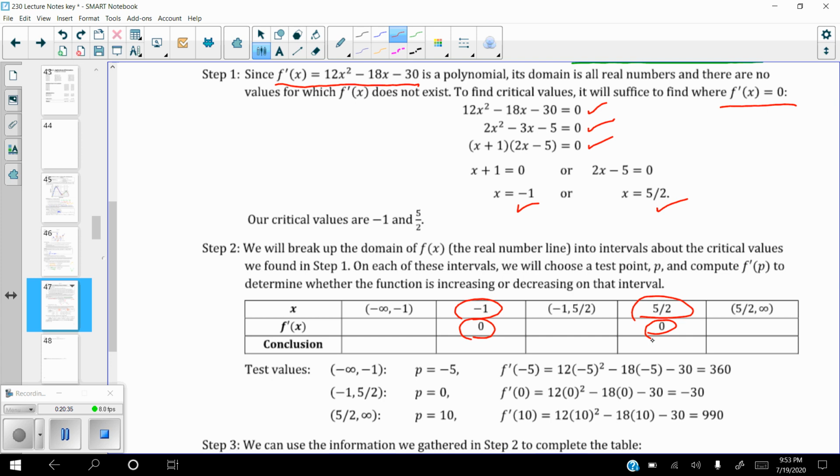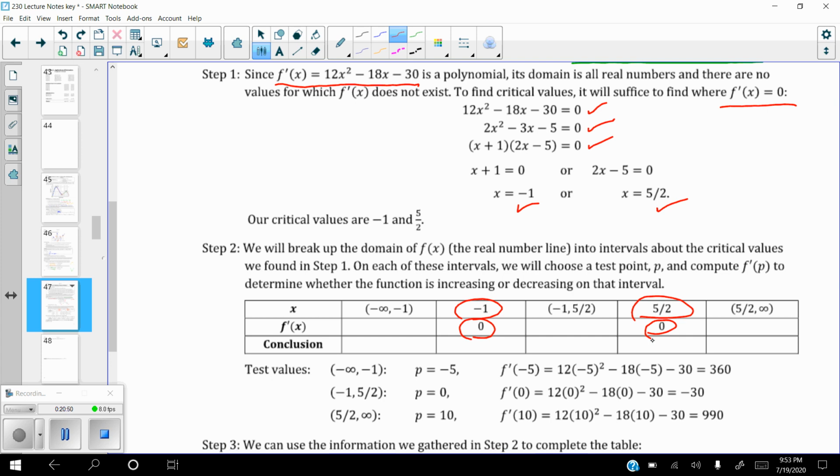Well, anything to the left of -1 on the number line basically keeps on going to negative infinity. Again, whatever this function is doing, it's going to be doing that all the way up until -1. It cannot change direction because it would have had to have another critical value.